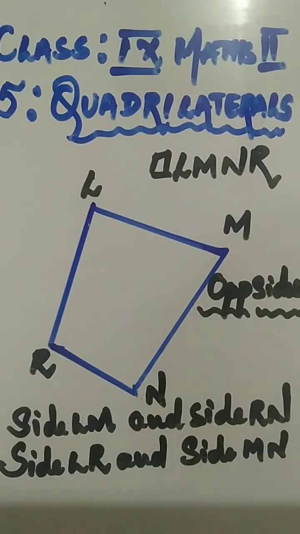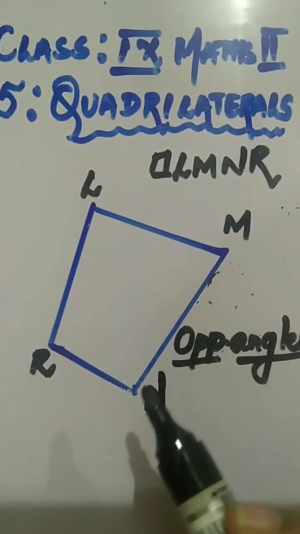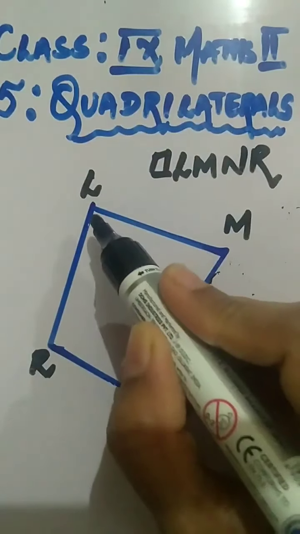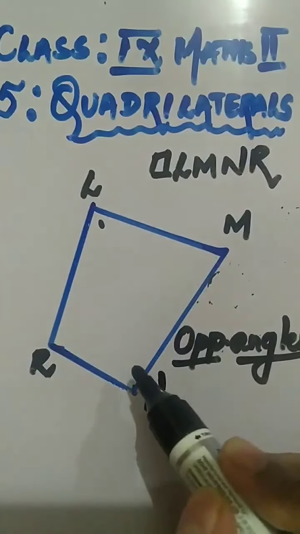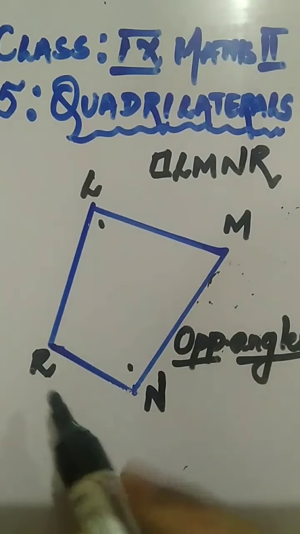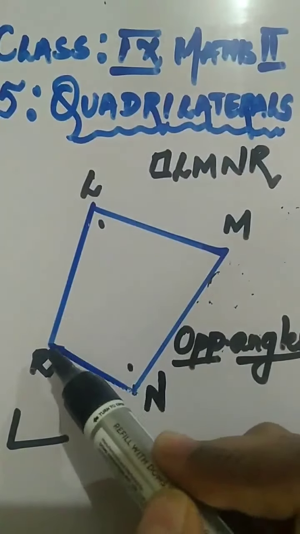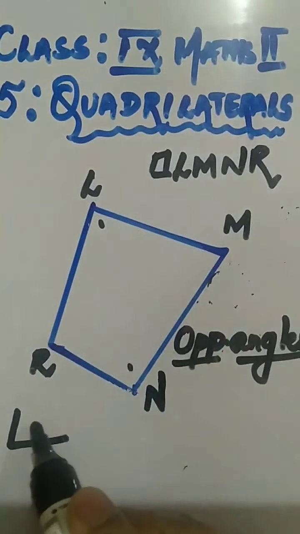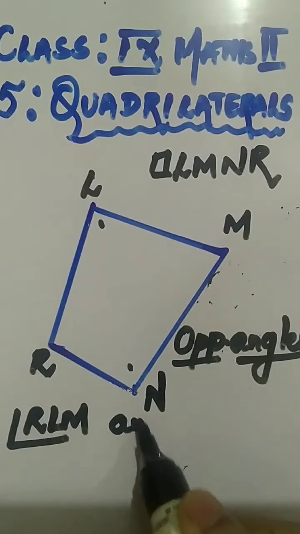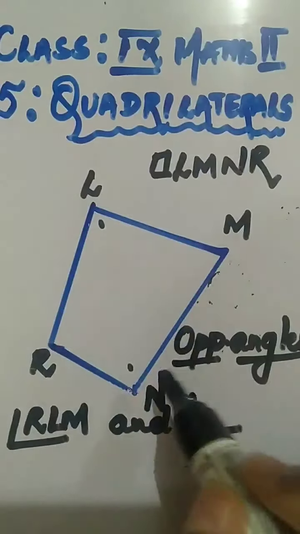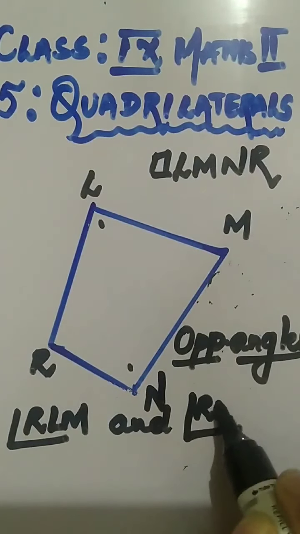Now the pair of opposite angles of this quadrilateral are opposite angles. Let me highlight it. This angle L's opposite angle is N. So how will you write it? Angle, see to it that L comes in the middle. Angle RLM, and the opposite angle is RNM.